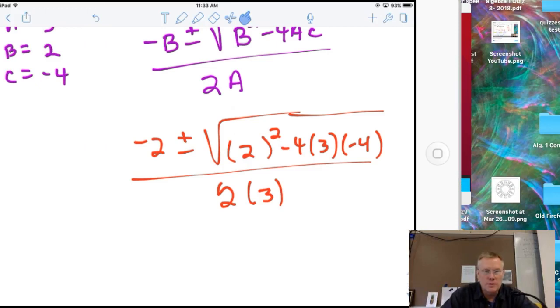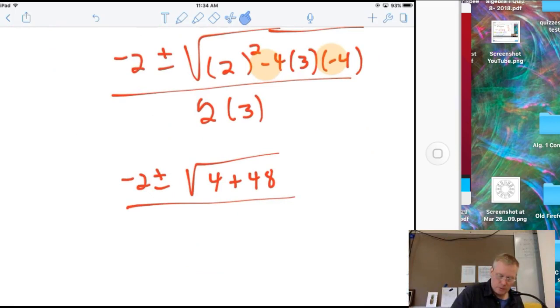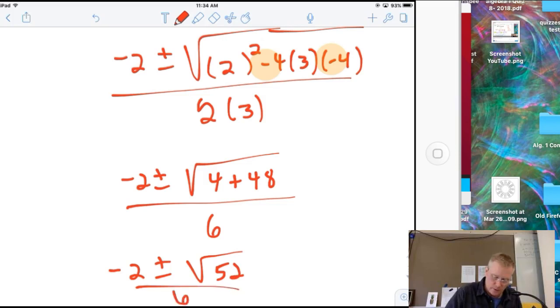The next thing I'm going to do is start simplifying what's under the radical. Okay, 2 squared is 4. Once again, I always take an extra moment, check out how many minus signs I got, or negatives. In this case, I got 2, so that's going to be a plus. And 4 times 4 times 3 is 16 times 3 is 48. Over 2 times 3 is 6. All right, so I'm going to simplify this a little more. 4 plus 48 is 52 all over 6.